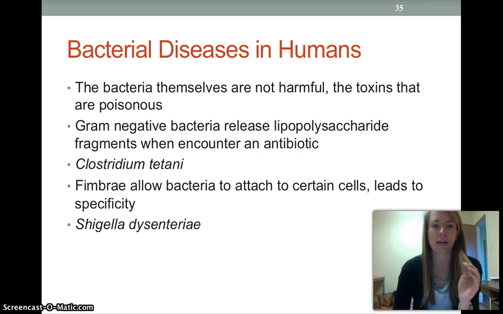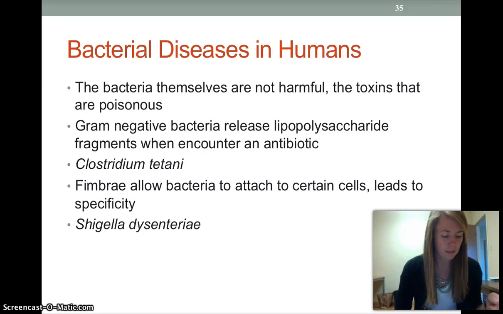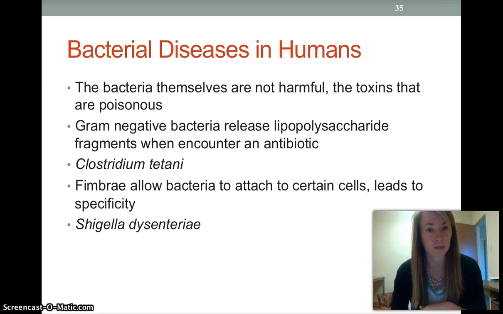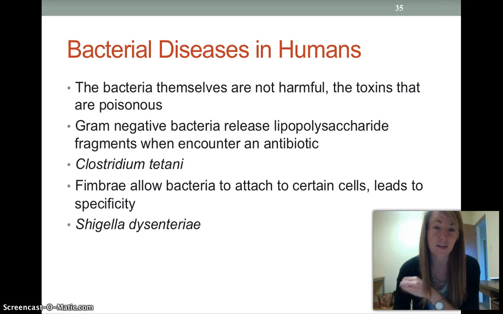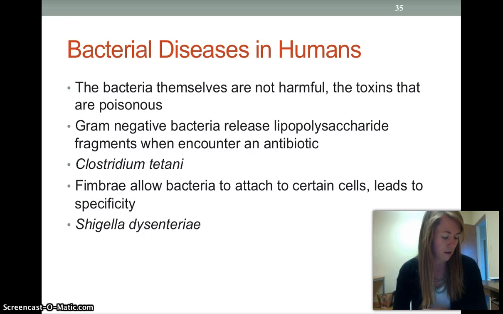And some gram-negative bacteria release what's called a lipopolysaccharide fragment when they encounter an antibiotic. So basically, they come into contact with this antibiotic and they release this toxin. And this toxin can result in a high fever and a drop in blood pressure. So it's not the bacteria themselves that are making you sick, it's the toxins that they're releasing.